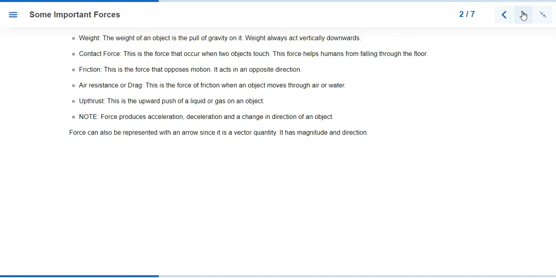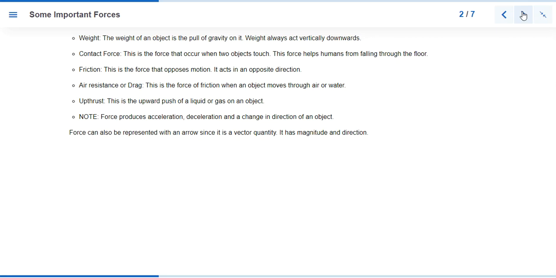So some important forces. Let's talk about weight. The weight of an object is the pull of gravity on it. Weight always acts vertically downwards. Contact force. This is the force that occurs when two objects touch. This force helps humans from falling through the floor. Friction. This is the force that opposes motion. It acts in an opposite direction. Air resistance or drag. This is the force of friction when an object moves through air or water. Upthrust. This is the upward push of a liquid or gas on an object.